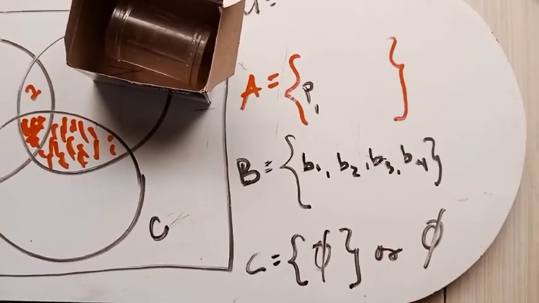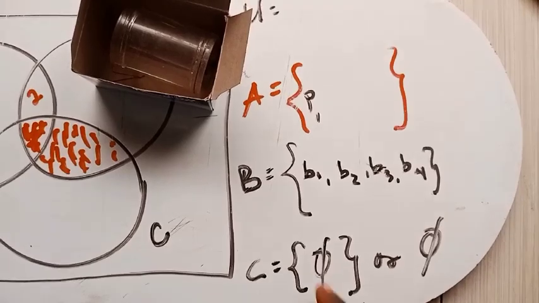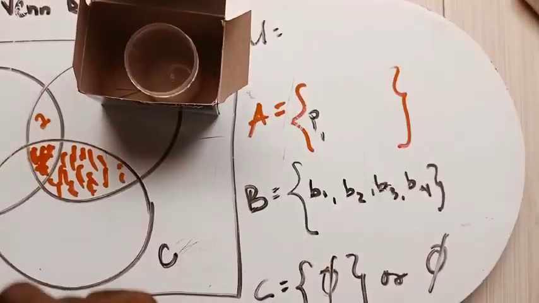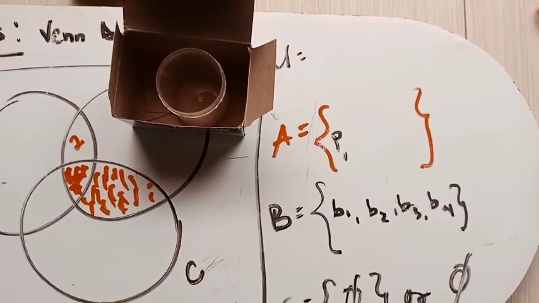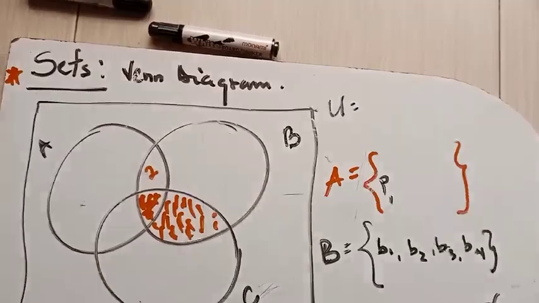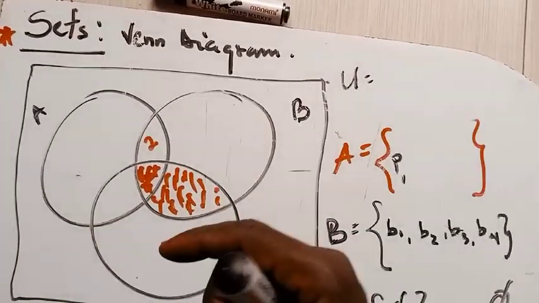This and this, there's a difference between them. This one has only one member inside, which is another set, another box inside this one. Is that okay? This is just the basic thing you must understand in order to solve anything that relates to a Venn diagram.